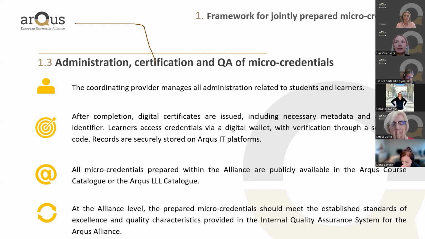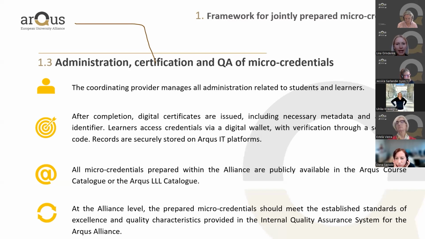And last but not least, at the Alliance level, prepared micro-credentials should meet the established standards for the excellence and quality characteristics provided in the internal quality assurance system for the Alliance. Well, basically, the draft version of the system is already under preparation, and we should have it soon. But it was promised that the system will align with all the internal regulations of each partner, so no additional Arqus requirements should appear. Of course, as the colleagues mentioned in their presentations, the review is the subject of this quality assurance policy, but basically the review process shouldn't be any different from what we already have internally in our university.